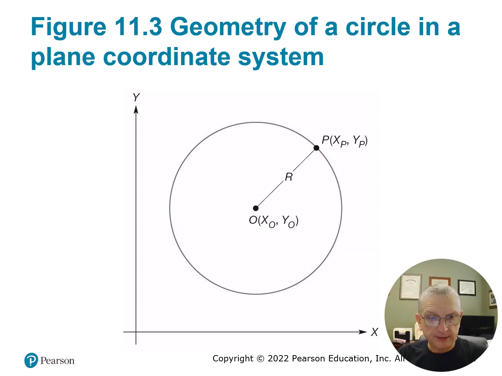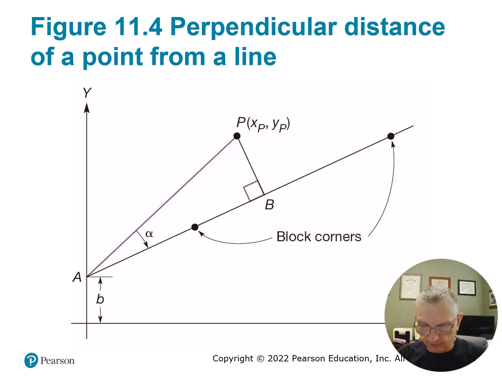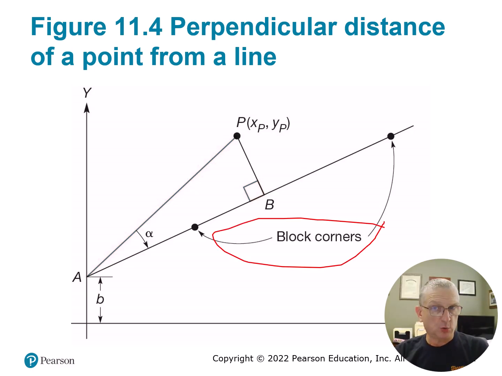So it takes us to figure 11.4 in section 11.3, where this is actually pretty simple. So we have the point A and B. He's saying that there's some block corners out here that may have created A and B. That's fine.